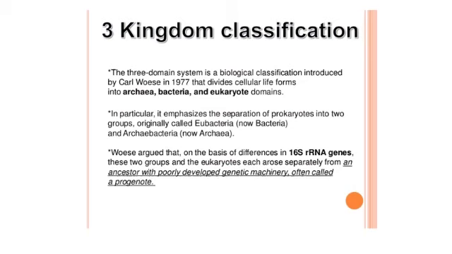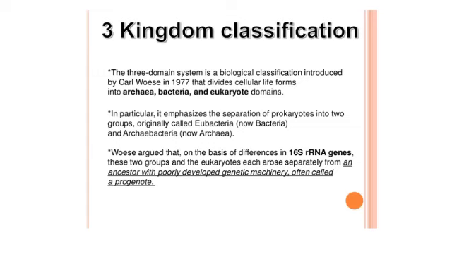The second one is the 3 kingdom classification, proposed by the scientist Carl Woese in 1977. He divided the cellular life forms into 3: kingdom Archaea, kingdom Bacteria, and kingdom Eukaryote. Archaea and Bacteria are subdivisions of prokaryotes. Archaebacteria and Eubacteria are divisions of prokaryotes.